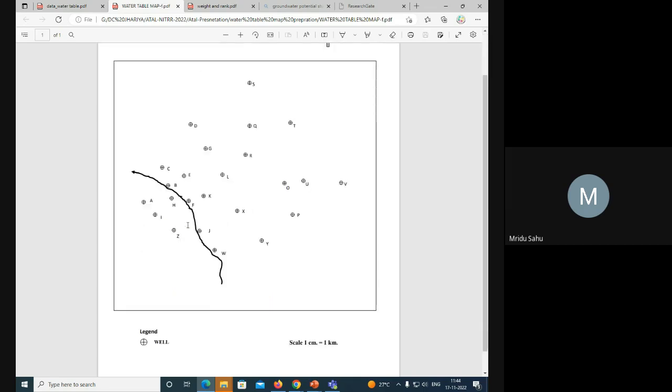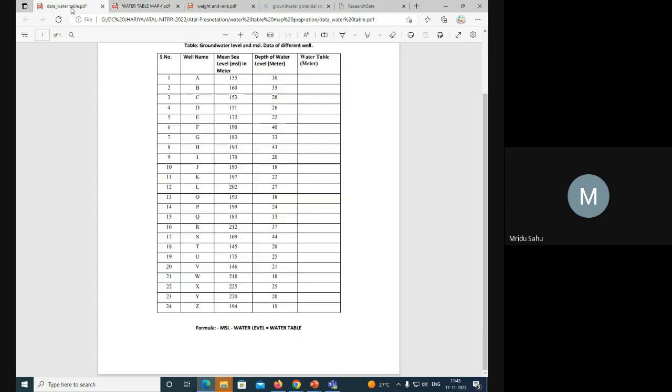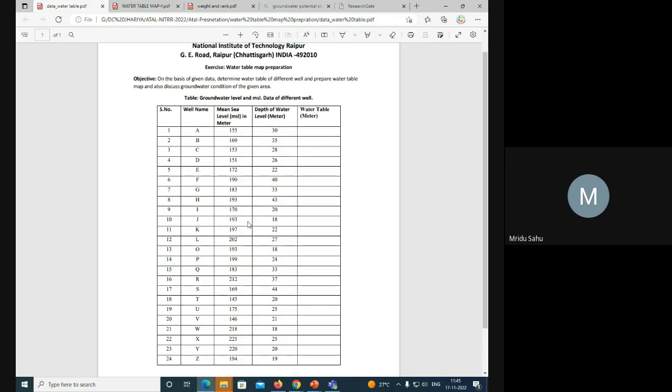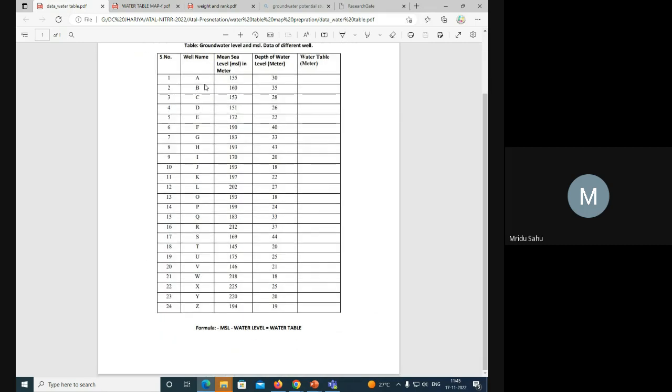Here one map is given, and data is given. We have collected these data, and we are trying to develop the water table map. In this sheet, in this table, the well name is given. Suppose this Raipur city is given to prepare the water table map.